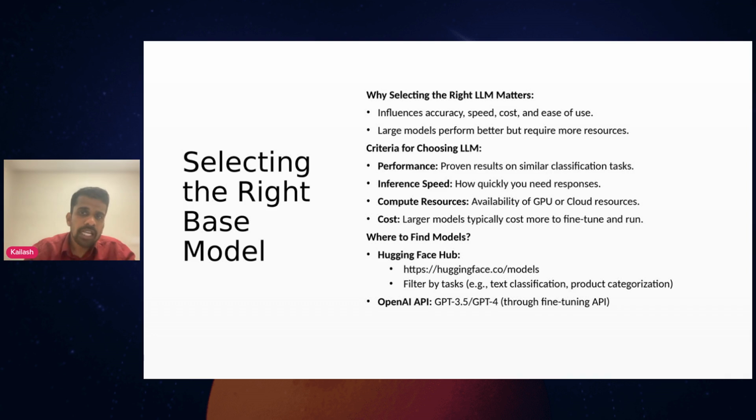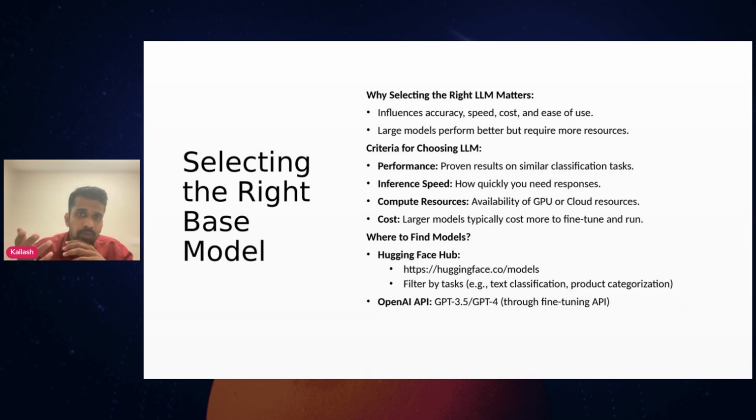Large models will perform better, based on our experience. If you use the Llama 70 billion model, it gives obviously much better performance than the Llama 8B or 1 billion model. But it comes at the cost of your latency and also the number of GPUs required to fine tune.